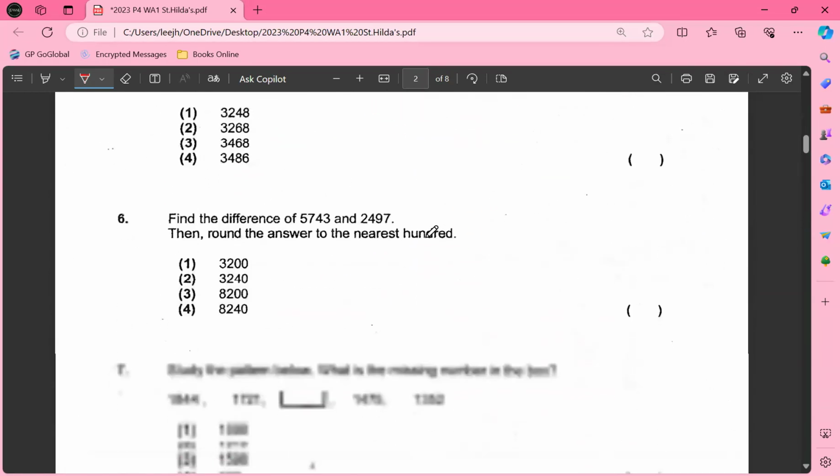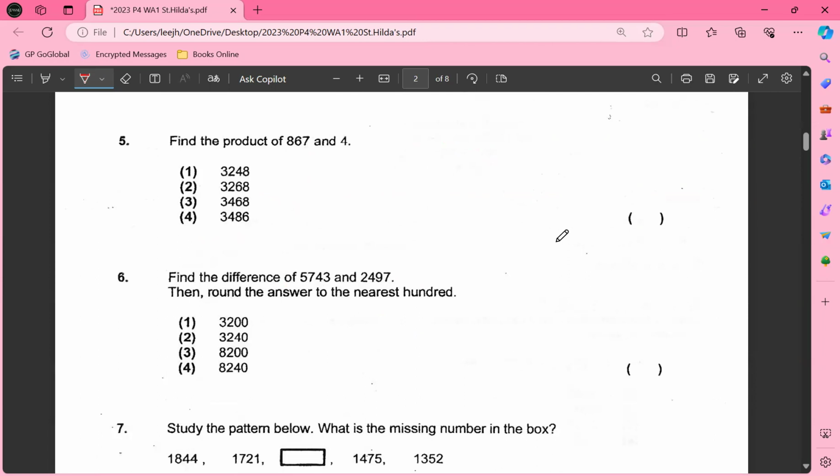Question number 5. Find the product of 867 and 4. Product means times. So I'm going to take 867 times 4. Please do your working, okay? 7 times 4 is 28. I put 8, and then you get a 2. 6 times 4 is 24. 24 plus 2 is 26. Put a 6, and then the 2 goes here. 8 times 4 is 32. 32 plus 2 is 34. 3, 4, 6, 8. Your answer is number 3.